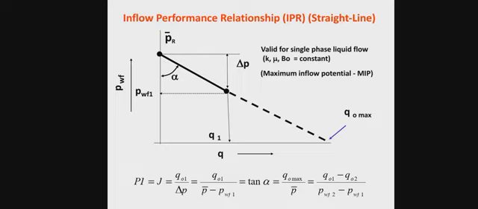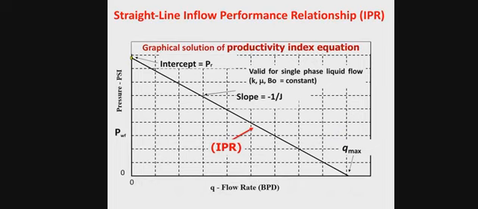From this graph, you will have all the time to see all the mathematical relations. It is obvious that J, which is the productivity index, is Q naught over delta P, that means the flow rate over the pressure drawdown. That means the value on the x-axis divided by the value on the y-axis. If you have the angle alpha, then tan alpha is simply equal to Q max over delta P, the change on the x-axis divided by the change on the y-axis. This is the graphical solution of the productivity index.